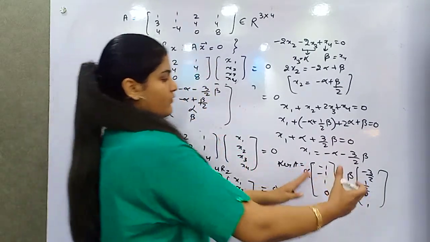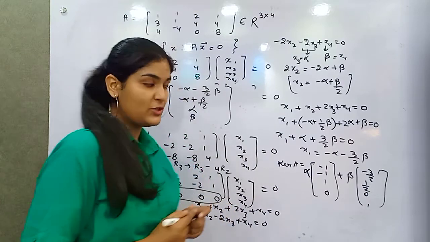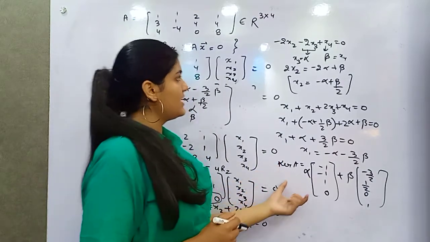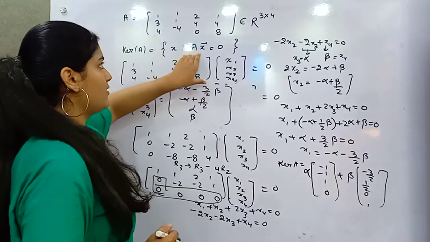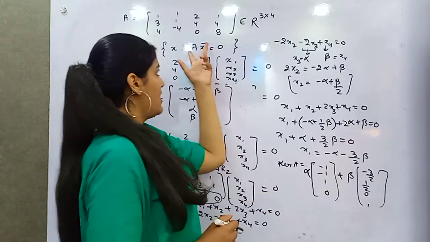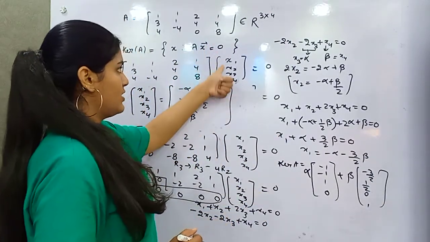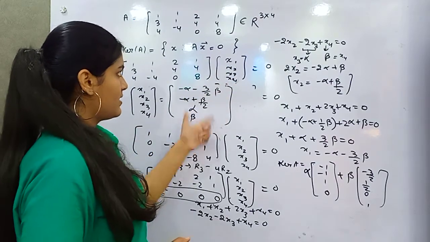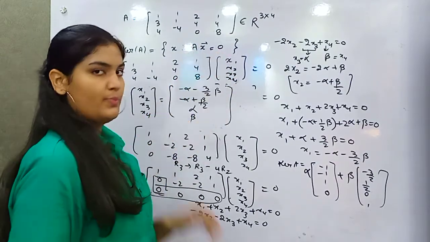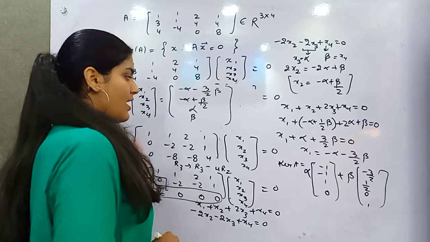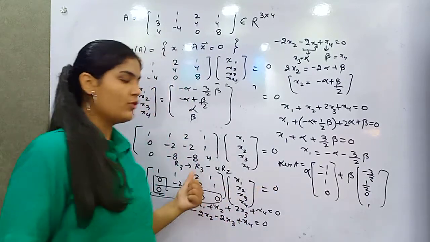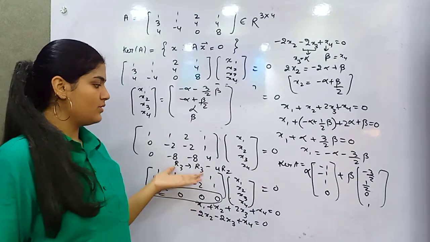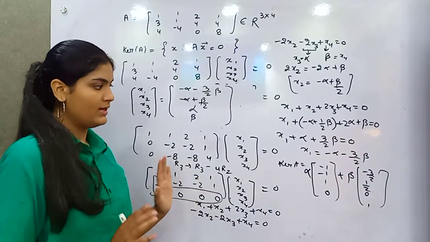So this is the form of your kernel, which means that if you take this value and multiply your matrix with this value, in the form of x, then you will get the values as this. And the multiplication should be 0. Okay. I know this is a bit complex, but if you practice it more, you will get it. Try to watch this video again and again, you'll get it, okay?